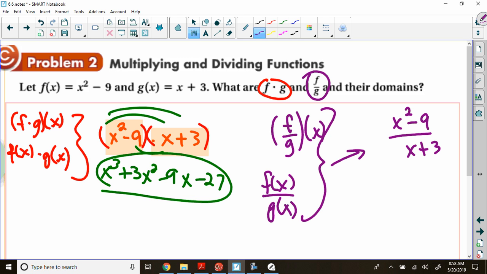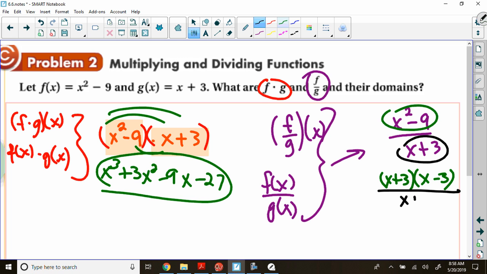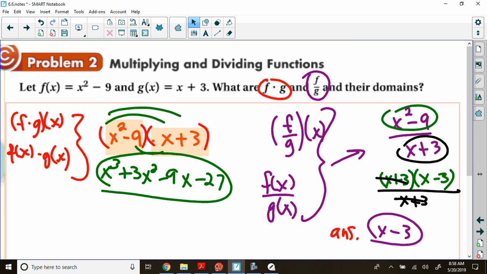Anybody remember what we could do to this? What we should do to this to simplify it? This is chapter 8, section 4, factor, right? That numerator is going to factor. This is going to factor into x plus and minus 3. And then this denominator here is still x plus 3. So we can cancel. So our answer for this part of it ends up looking like x minus 3. That's pretty cool.